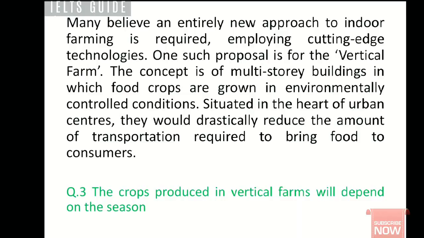The crops produced in vertical farming will depend on the season? No, it does not depend on the season, because it is grown in environmentally controlled condition, right? So the answer is false, because the statement is completely opposite. The question says it depends on the season, the passage says no, it is in a controlled condition. The environment is maintained artificially, something like that. Okay, let's move to question number 4.